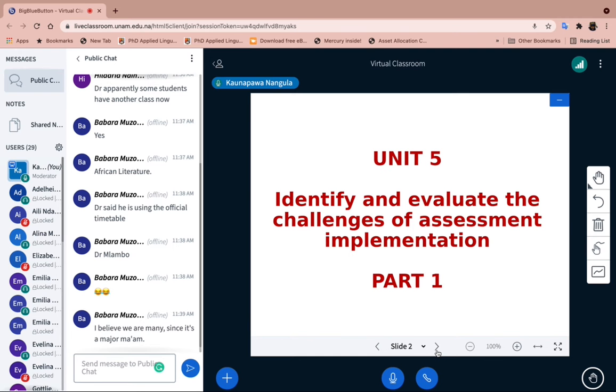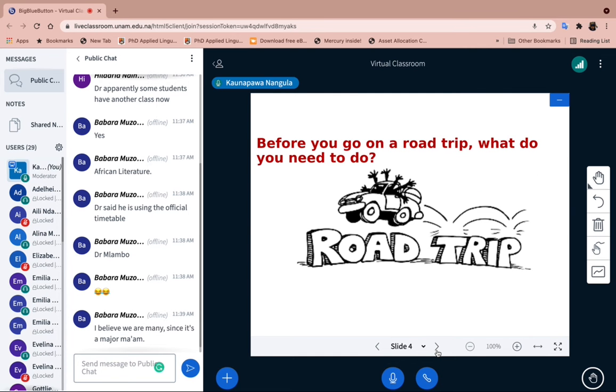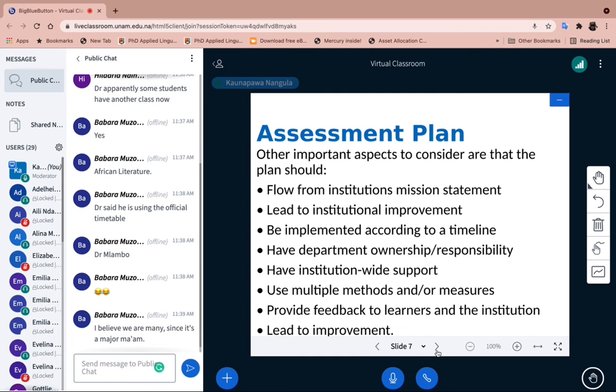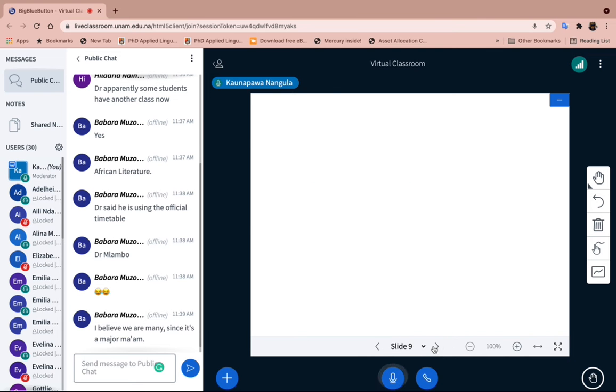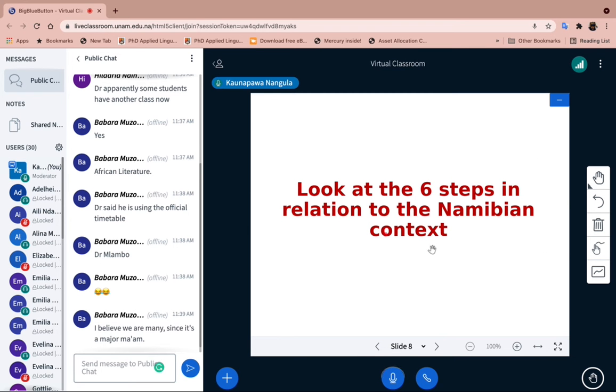All right. And yesterday, what did we cover? Okay, we went through the assessment plan, like what is it about? And then we started looking at the six steps of implementing assessment plans in relation to the Namibian context.